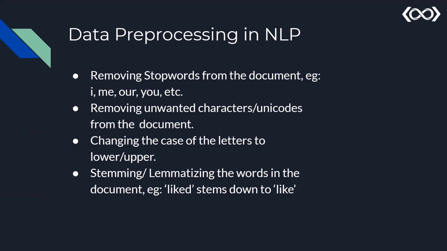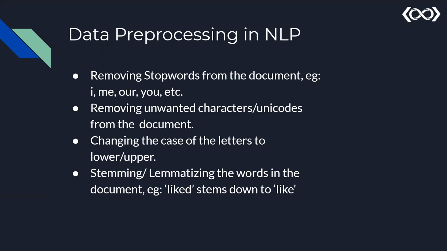For example, I want to convey to you that I went for a walk in the park. So I can just say I went, walk, park. You'll still be able to get the gist of what I'm saying, right? The next thing we do is change the case of the letters to either uppercase or lowercase so that our features are uniform and the whole corpus is uniform.